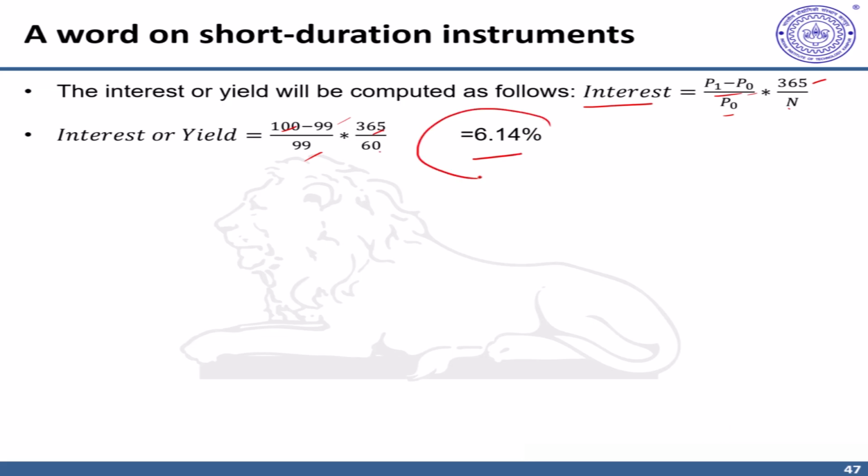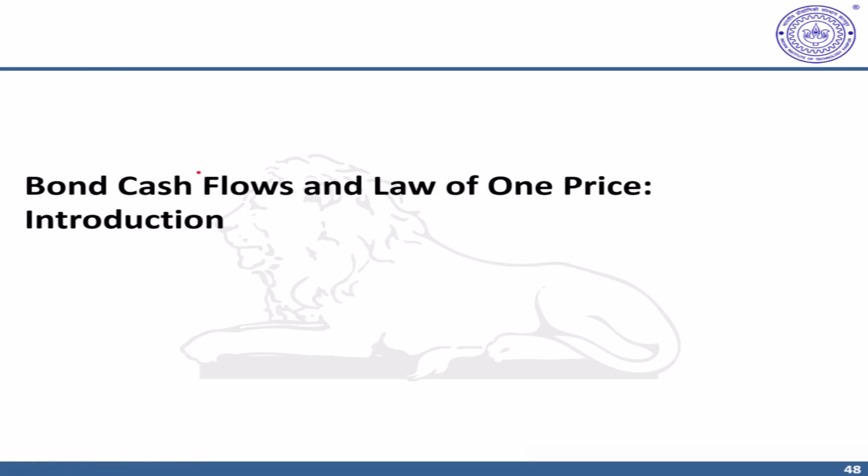This is the convention for interest calculation on short duration instruments that are of maturity less than 1 year, like treasury bills and notes. In this video, we'll introduce the law of one price with bond cash flows.